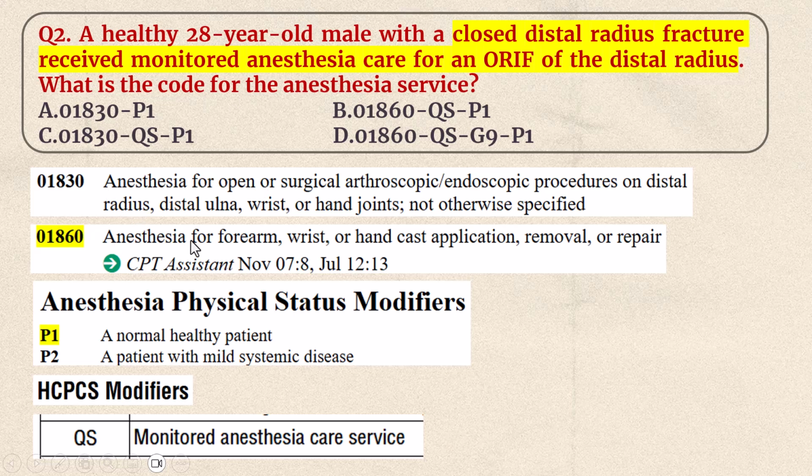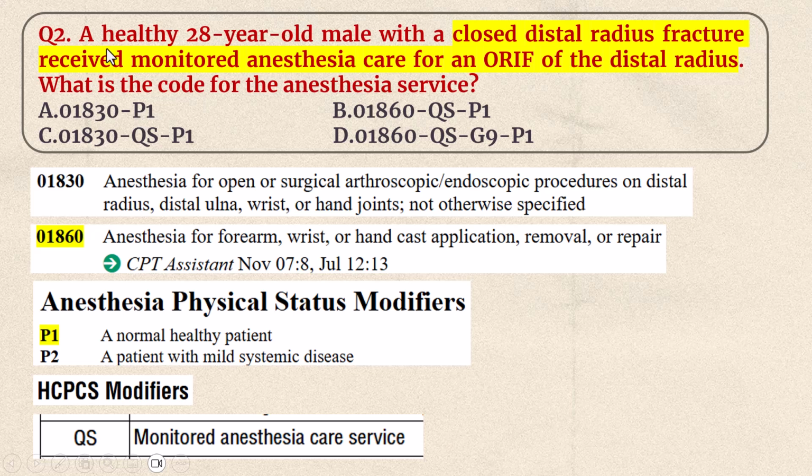When you look at the other code, anesthesia for forearm, wrist or hand cast application. Cast application is the closed method, but here it is ORIF. ORIF means open reduction and internal fixation. So the correct code will be 01830. You have to remember that when you use anesthesia codes, you have to use the anesthesia modifiers for the physical status of the patient. When you look at the anesthesia physical status modifiers, P1 is a normal healthy patient, P2 is a patient with mild systemic disease, and so on. In this case, the patient is a healthy 28-year-old, so you can use the modifier P1: 01830 P1.